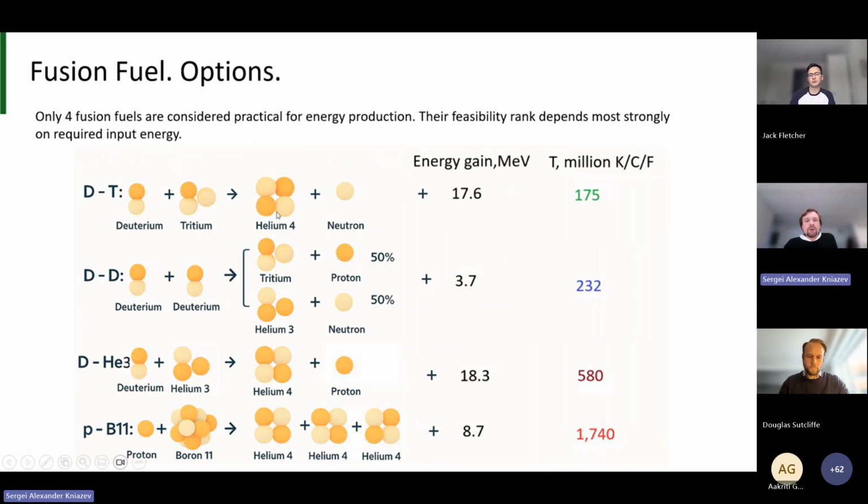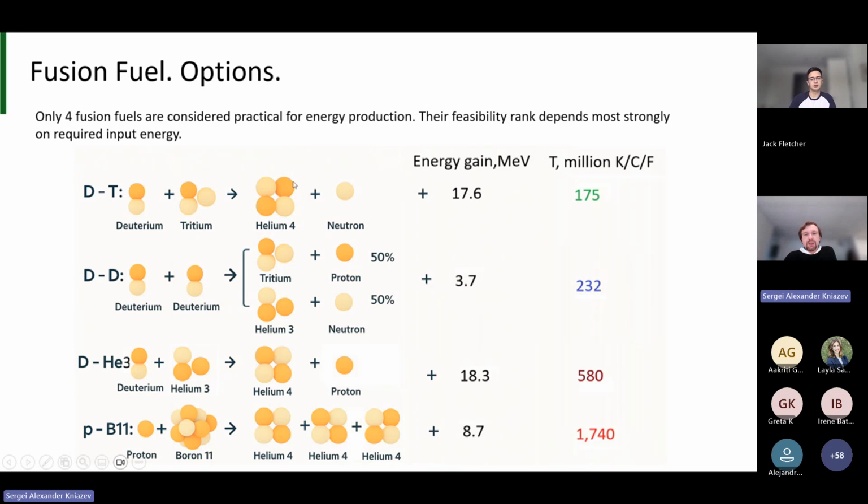During the fusion, an atom of helium-4 and a high energy neutron are released. It releases one of the highest energy gains per reaction with the lowest temperature among all possible reactions. The problem of this reaction is the high energy neutron, which will activate materials and make them radioactive.